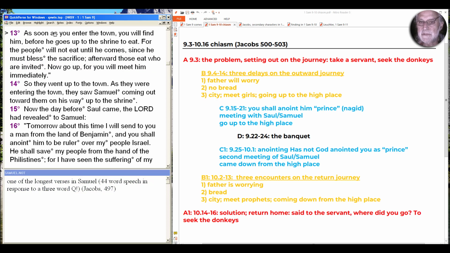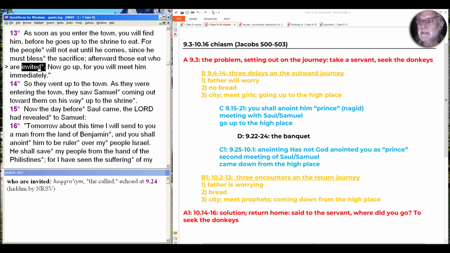So here in verse 13 we see, since he must bless the sacrifice, the people will not eat until he comes. After that, those eat who are invited. And that word for invited, the called, is also echoed in 9:24. So what we're seeing here is that Samuel will convene the meal, but the people will not eat until he blesses the sacrifice. In other words, acting precisely like a priest. And that's what will happen at the center of the chiasm in 9:22-24.